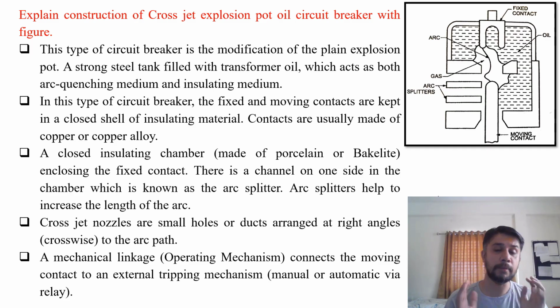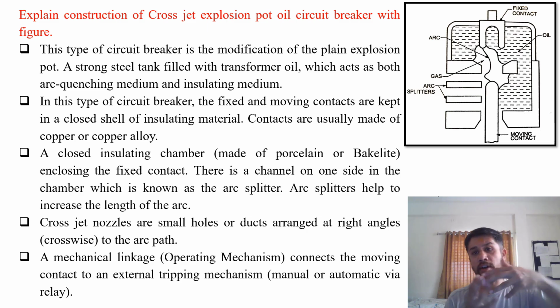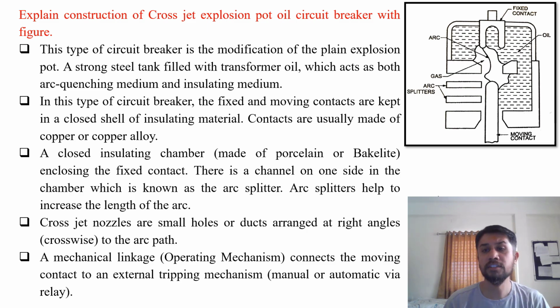So this type of circuit breaker is a modification of the plain explosion pot oil circuit breaker. A strong steel tank filled with transformer oil, which acts as quenching medium as well as insulating medium, is there. In this type of circuit breaker, the fixed and moving contacts are kept in a closed shell of insulating material, and these contacts are made of copper or copper alloy. This construction is similar to the plain explosion pot type, but now the modification is with the arc chamber, a closed insulating chamber made of porcelain or bakelite, enclosing the fixed contact.